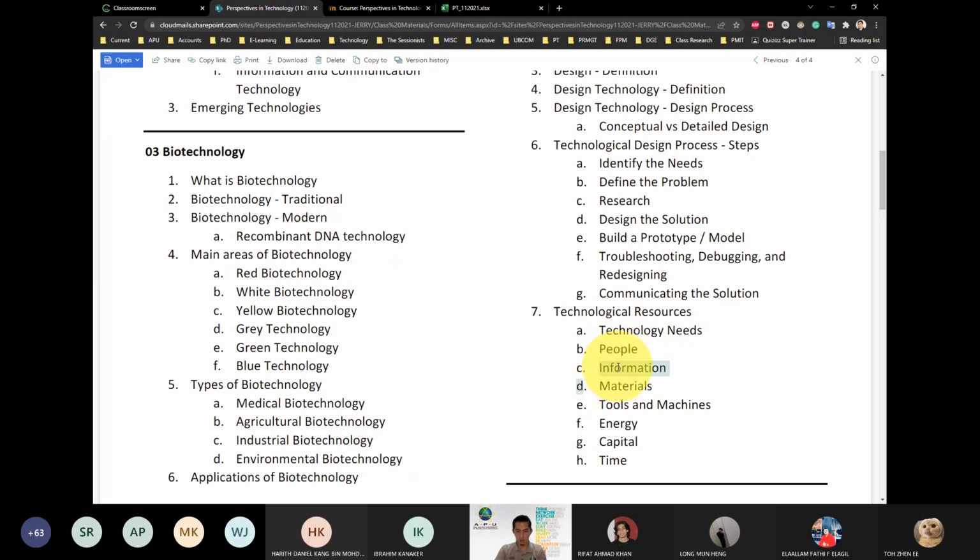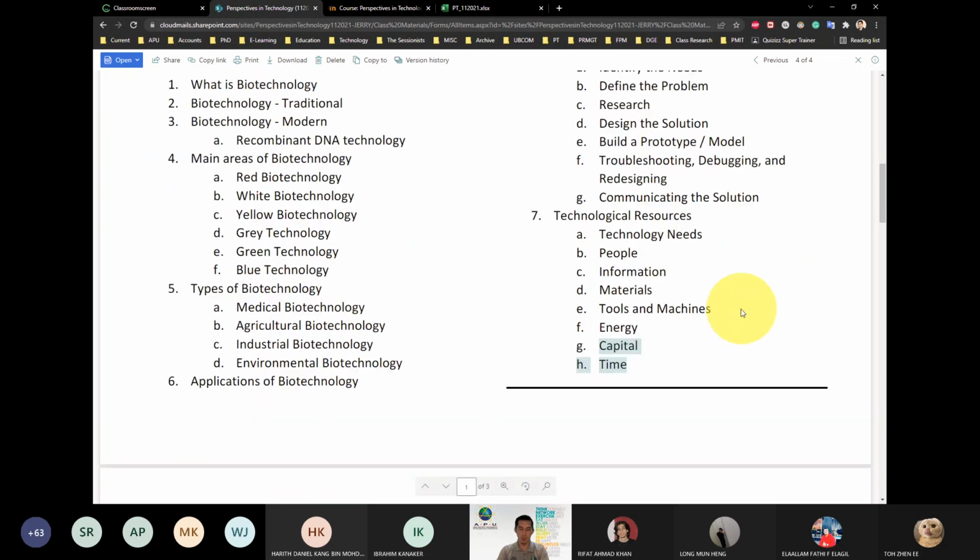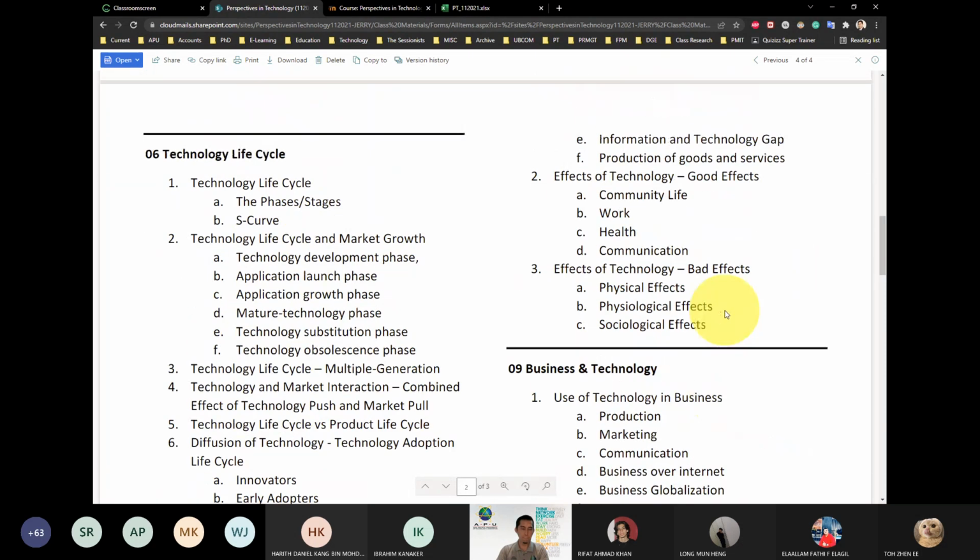The information that is involved, the data that is involved. Some may involve raw materials as well. Tools and machinery, of course, come along. Energy is a basic resource for technology. So are cost and time. I think cost and time go across for everyone. Cost and time is always a resource, no matter what we are talking about. It's always a resource.